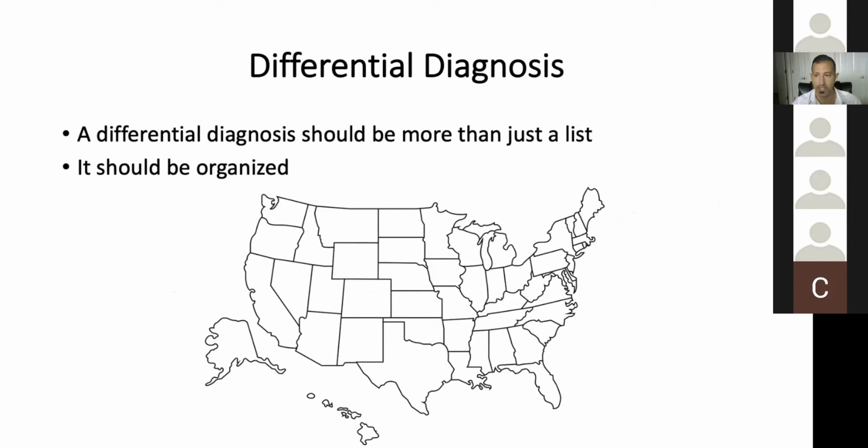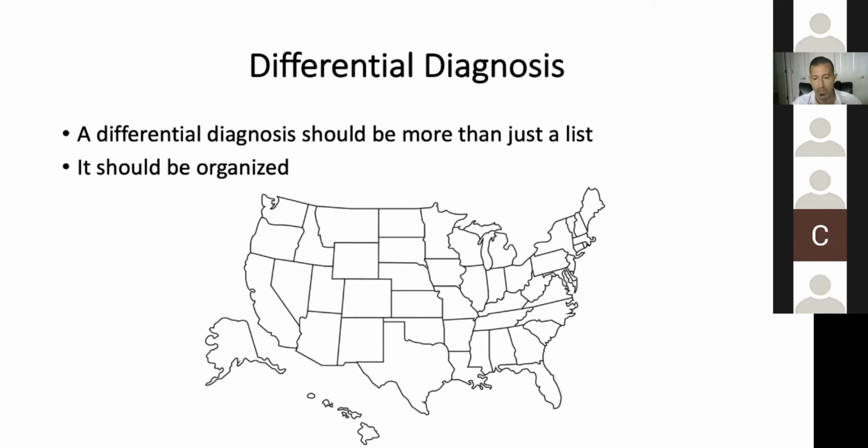So let's talk about the differential diagnosis, which should be more than just a list. The differential diagnosis should be organized in some way. And the non-medical example I like to give is, imagine if I asked you to name all the states in the United States of America as quickly as you could, randomly. Well, you'd get going for a while, and eventually you become disorganized and slow down and come to a stop. If instead of doing it randomly, you had a method behind it.